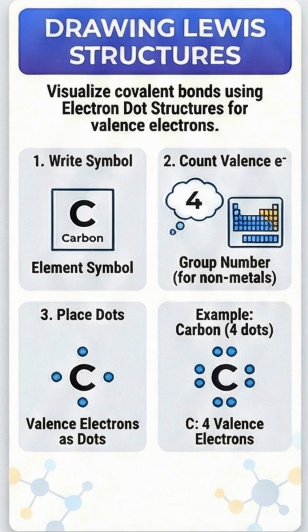Lewis structures represent valence electrons as dots around element symbols. To draw one, write the element symbol, determine the number of valence electrons from the group number, and place dots around the symbol. These dots show how atoms can share or pair electrons to form bonds and achieve stable configurations.